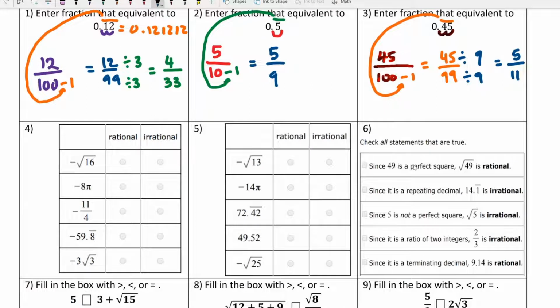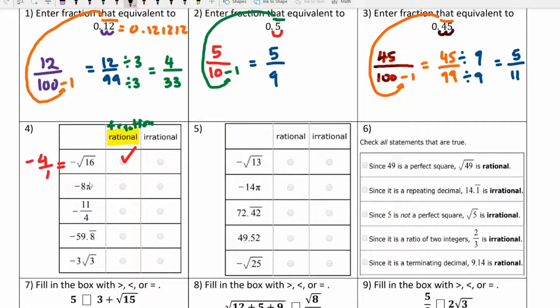Numbers 4, 5, and 6 are about rational and irrational numbers. Rational means that the number can be written in the form of a fraction. Can you write something in the form of a fraction? Then it is rational. The square root of 16 gives you 4, so the negative square root of 16 would be negative 4. Can you write that as a fraction? Yes, it's 4 over 1. So yes, it's rational.